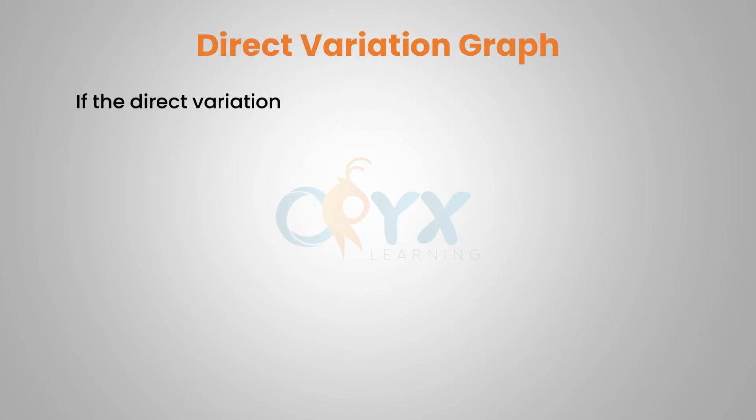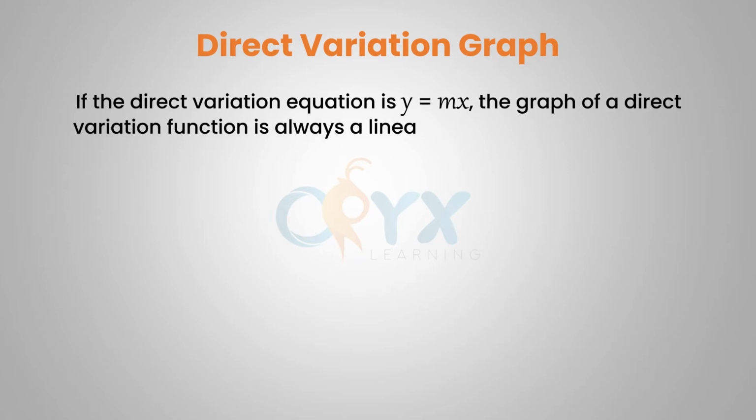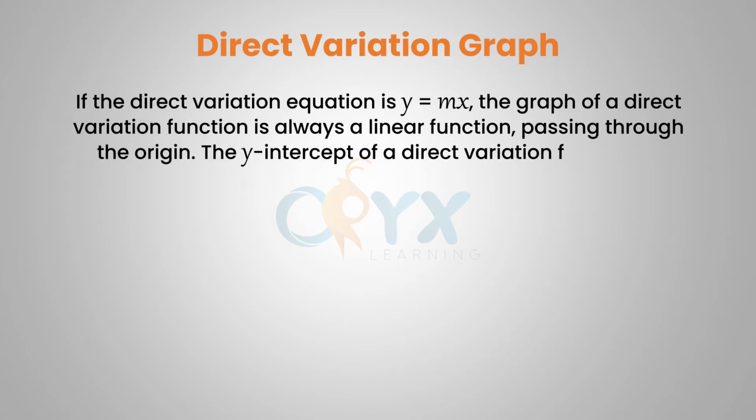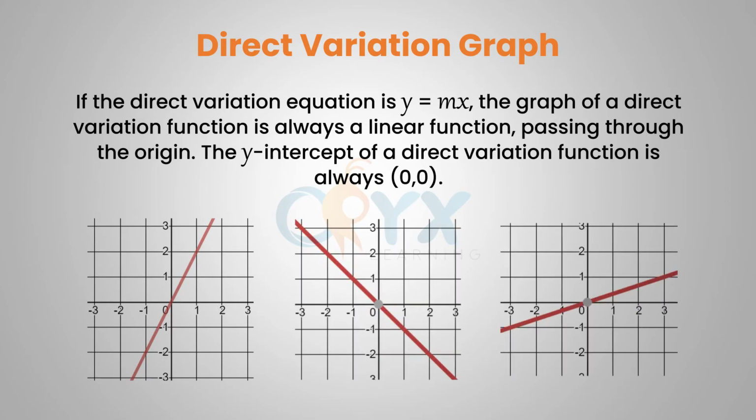If the direct variation equation is y equals mx, the graph of a direct variation function is always a linear function passing through the origin. The y-intercept of a direct variation function is always 0, 0. As shown on the graph here, we have a direct variation graph. That's a linear function that goes to the point 0, 0. Here's a linear function with a negative rate of change that goes to the point 0, 0. And a third example showing all three with a y-intercept of 0.